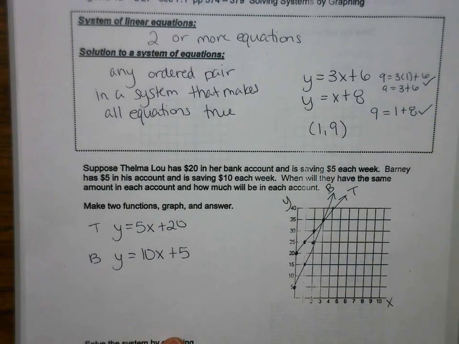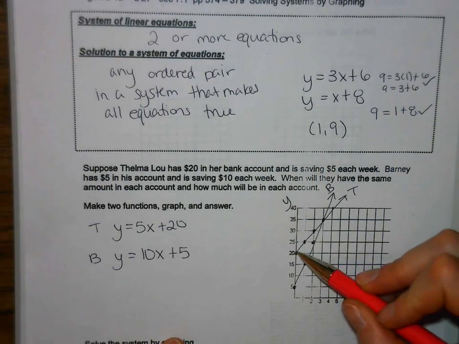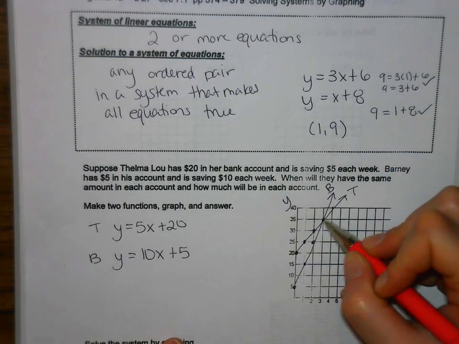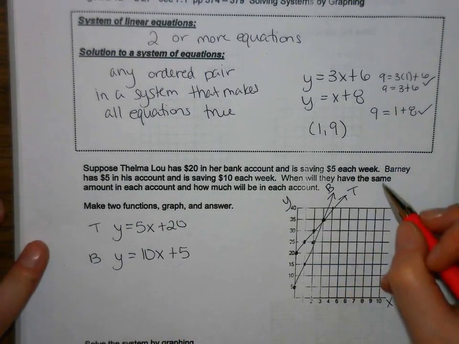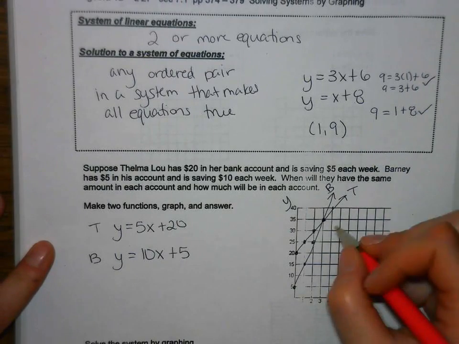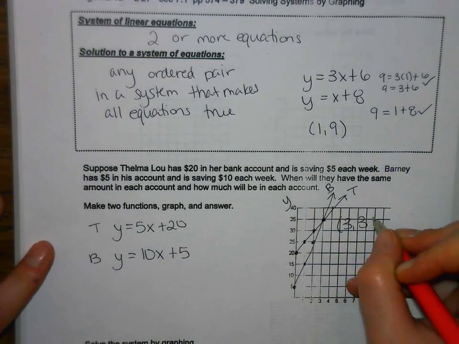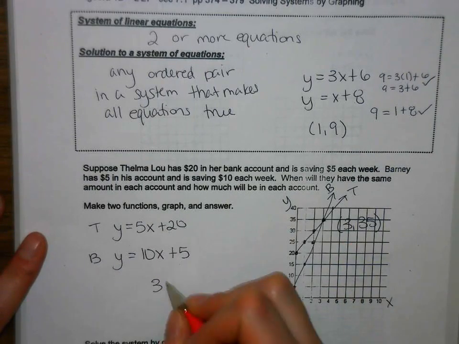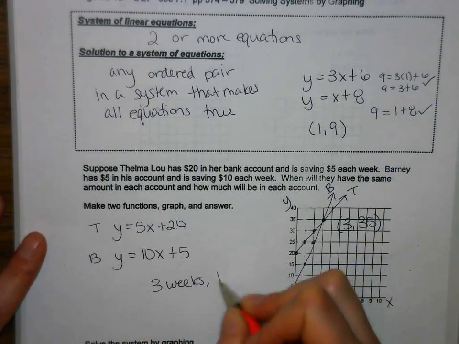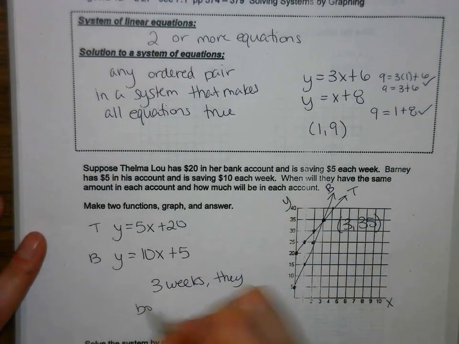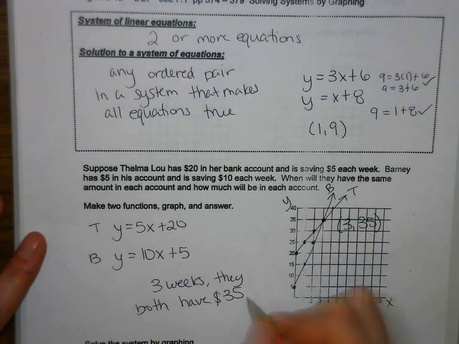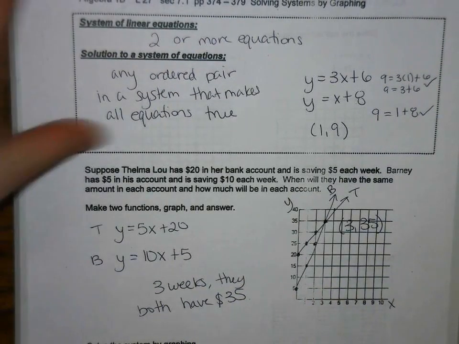Barney started with $5, but he increases by $10 each week. That's Barney. So if we take a look, first Thelma started off with more money, but then Barney ended up passing her. But this point right here, that's our solution. If we want to know when they have the same amount, this is (3, 35). That's our ordered pair. So after 3 weeks, they both have $35. So let's continue solving these.